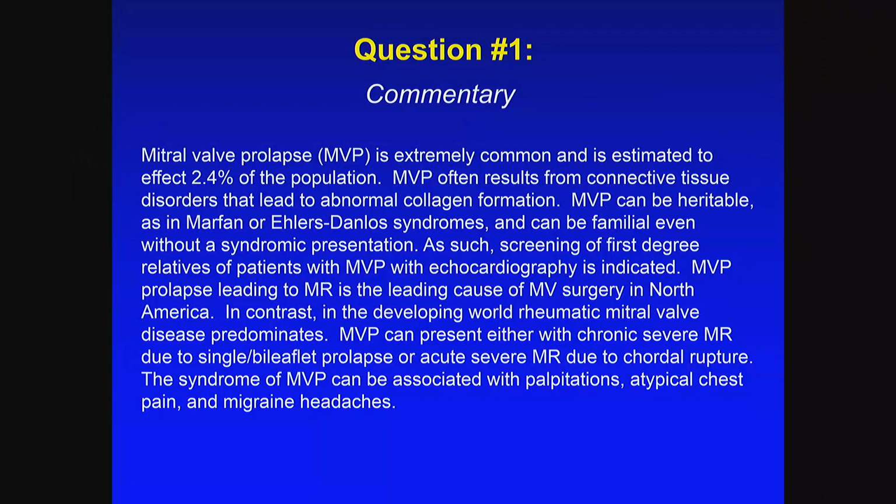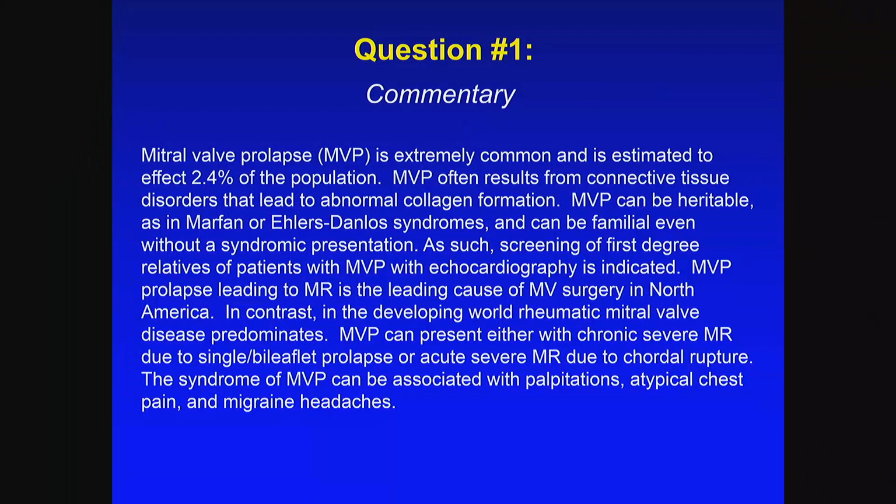Mitral valve prolapse often results from connective tissue disorders that lead to abnormal collagen formation. It can be heritable, as in Marfan and Ehlers-Danlos syndrome, and can be familial even without a syndromic presentation. As such, screening of first-degree relatives of patients with mitral valve prolapse with an echo is indicated.